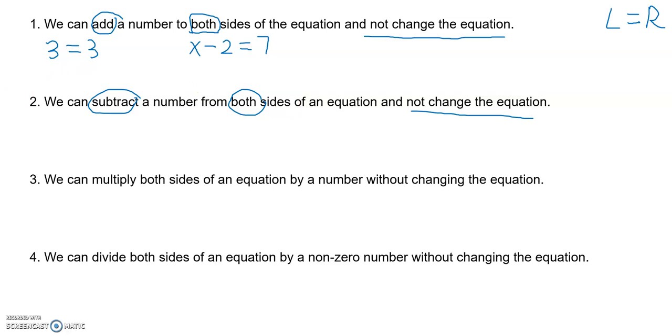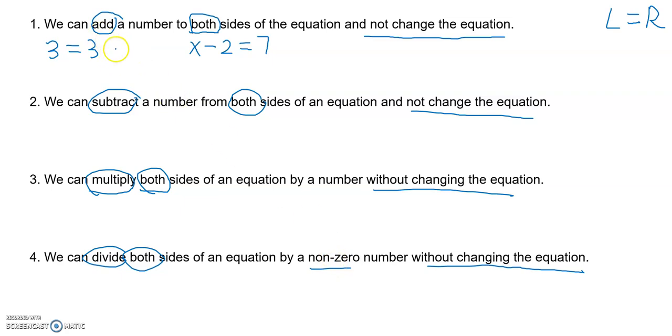Number 3, we can multiply both sides without changing the equation. Number 4, we can divide both sides by a non-zero number without changing the equation. The reason we have to say a non-zero number here is because we cannot divide any number by 0.